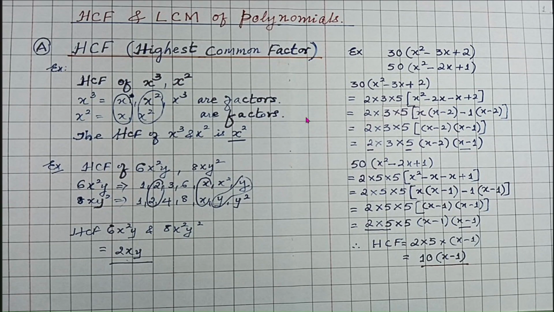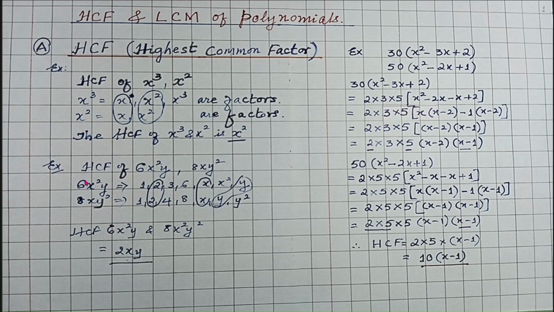Now again we have to learn another very important property, that is HCF and LCM of polynomials. Now what is the HCF? Highest common factor. To find the highest common factor, first of all we have to find the factors of these, and then take the one which is common. For example, the factors of x cube are x, x square and x cube, and factors of x square are x and x square. x is common, x square is common, but we have to take the highest common factor. Therefore HCF of x cube and x square is x square.